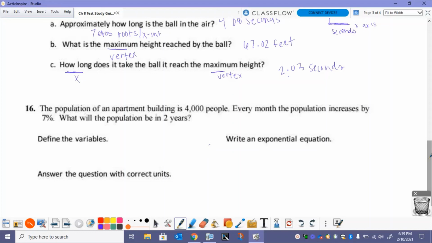All right, let's go ahead and move on to number 16. The population of an apartment building is 4,000 people. Every month the population increases by 7%. What will the population be in 2 years?